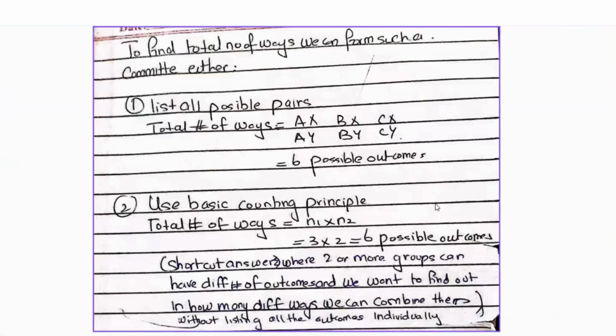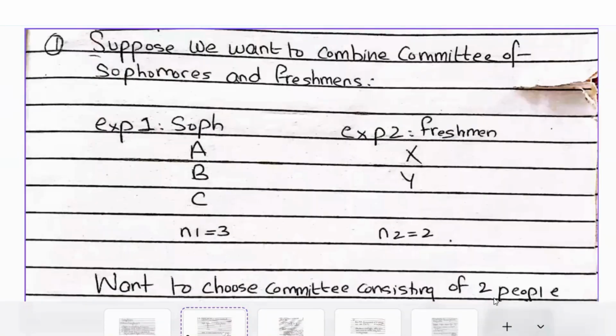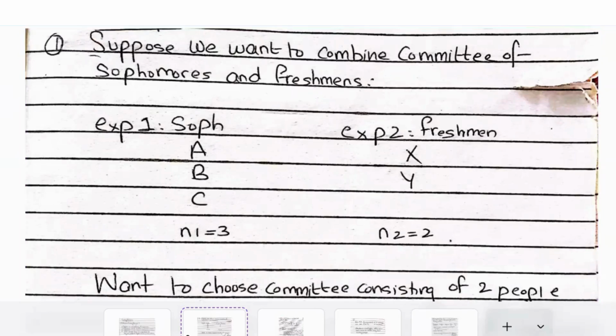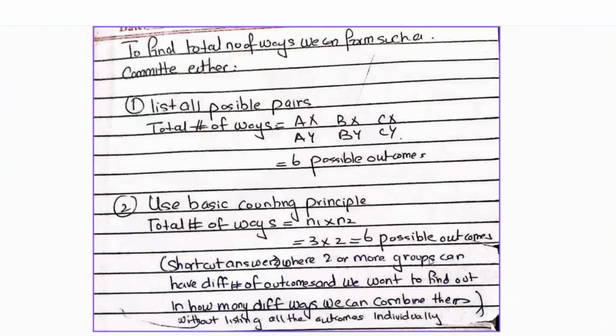To find the total number of ways we can form such a committee, there are two ways to go about it. We have three sophomores and two freshmen, and you want to form a committee which has one freshman and one sophomore. The first way is that we list all possible pairs.